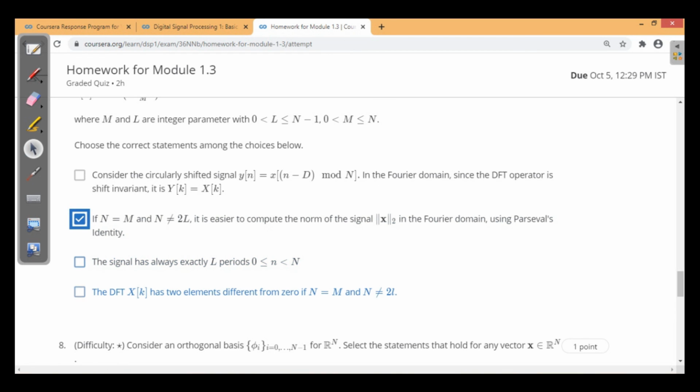And the next one is the DFT x of k has two elements different from 0 if N is equal to m and N is not equal to 2L. So here they gave the small l. I think it's a printing mistake. It is 2 into capital L. In such a case, it is correct.